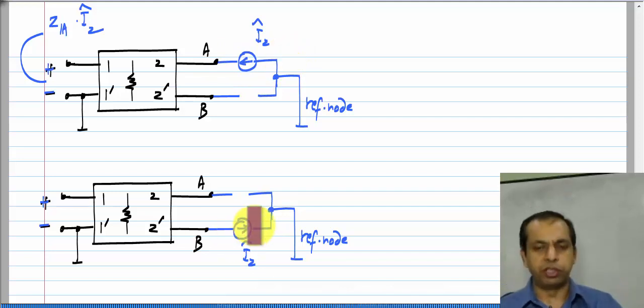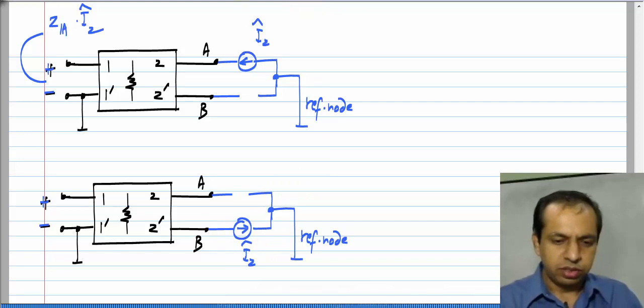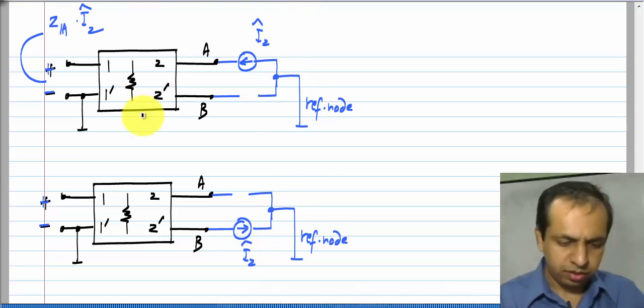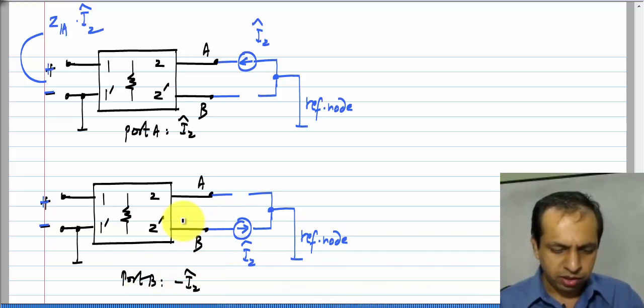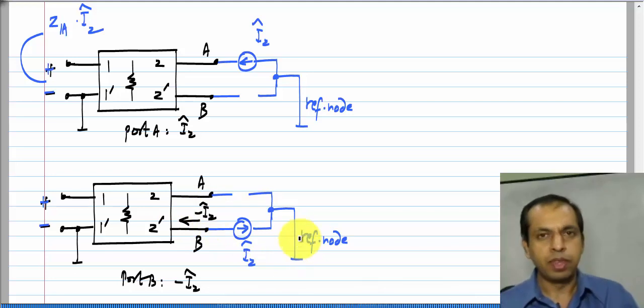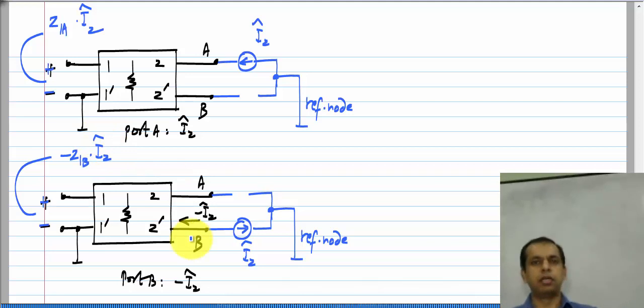Now, if you look at the lower picture, port B is excited with minus I2 hat because of the direction of the current source. Okay. So, here port A is excited with I2 hat and here port B is excited with minus I2 hat, because the current flowing into port B is minus I2 hat. Okay. So, the voltage here is minus Z1B times I2 hat. Okay.